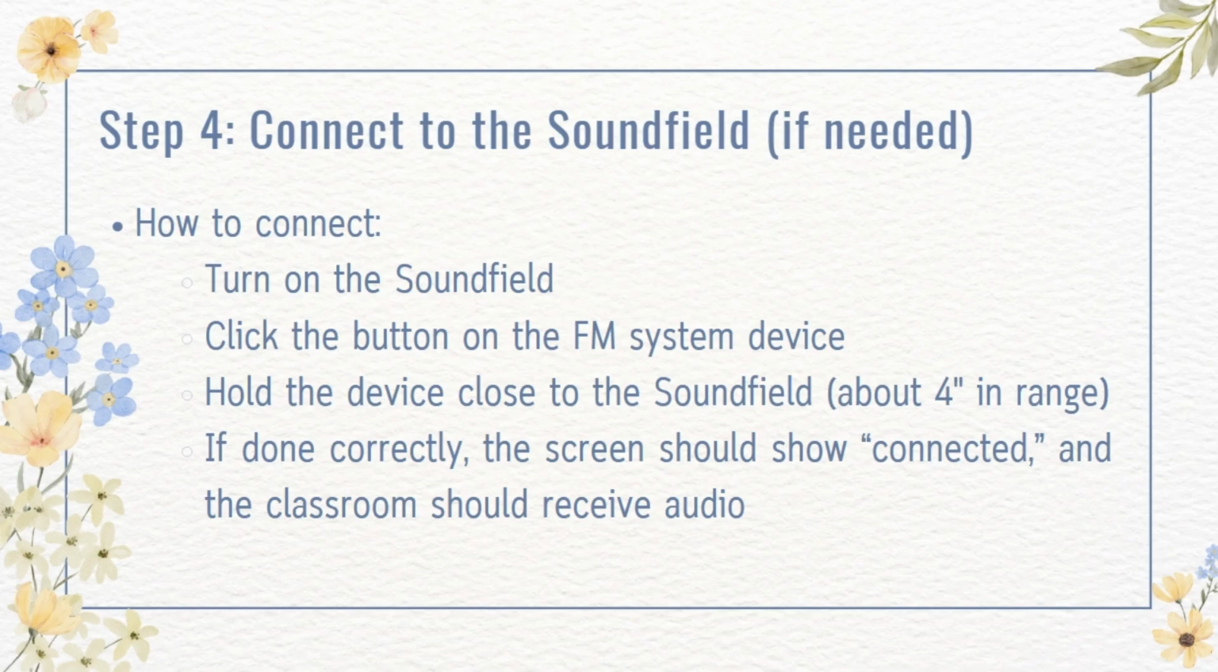For step four, you're going to learn how to connect the sound field to the FM system. A sound field is basically just a little box that will allow you to connect the FM system to the classroom speaker system. And so basically, you're going to turn on the sound field, you're going to click the connect button on the FM device, you're going to hold the FM device close, around 4 inches in range, and if done correctly, the screen should show connected, and the classroom should start to receive audio.